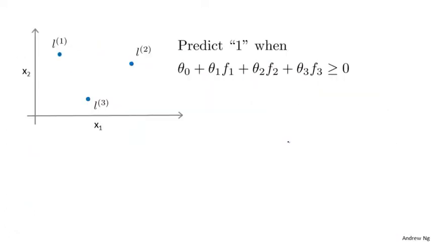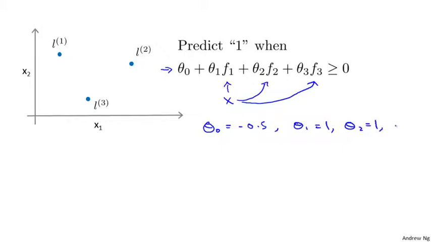So given this definition of the features, let's see what sorts of hypotheses we can learn. Given a training example X, we're going to compute these features f1, f2, f3, and our hypothesis is going to predict 1 when theta 0 plus theta 1 f1 plus theta 2 f2 and so on is greater than or equal to 0. For this particular example, let's say that I've already run a learning algorithm, and somehow I ended up with these values of the parameters: theta 0 equals minus 0.5, theta 1 equals 1, theta 2 equals 1, and theta 3 equals 0.